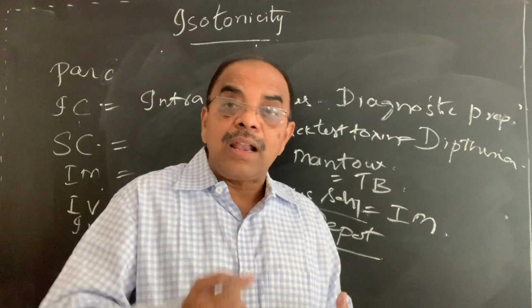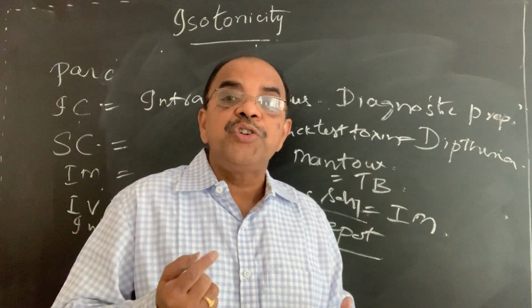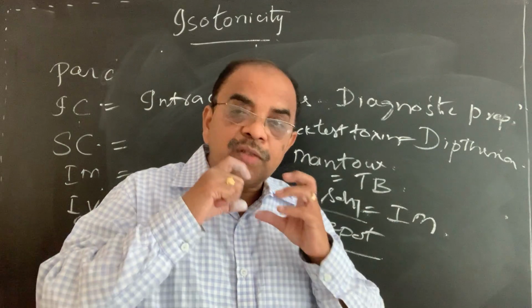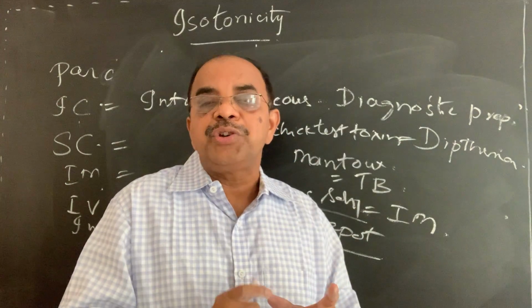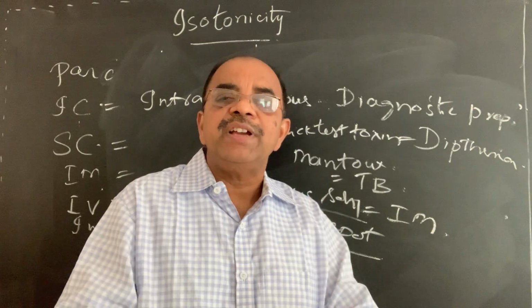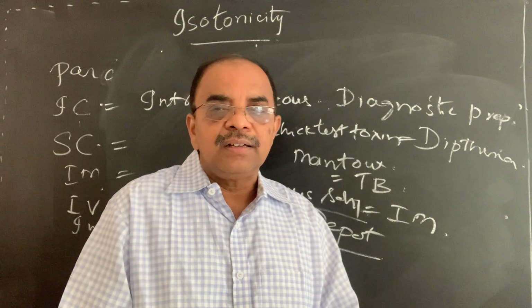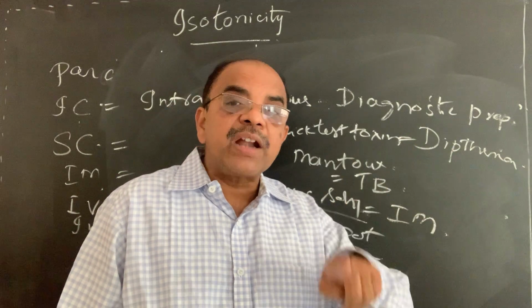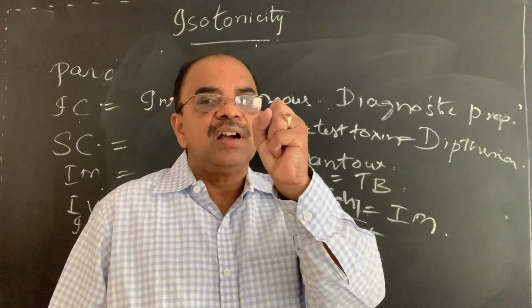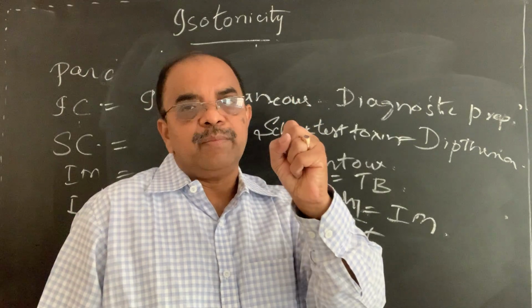But when you are injecting large volumes, going for a transfusion, or injecting liters of sodium chloride solution, in such a case, it must be isotonic. Otherwise, hypertonic causes hemolysis, shrinkage of the RBC, crenation of the RBC.